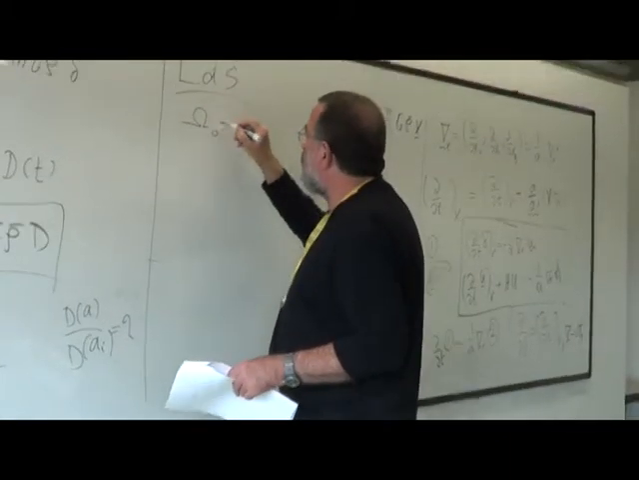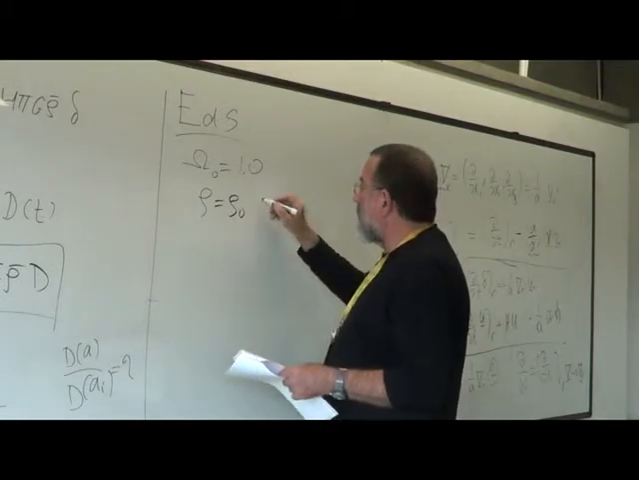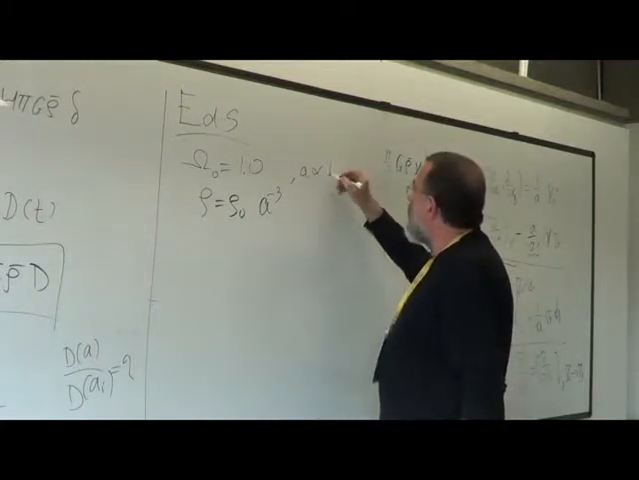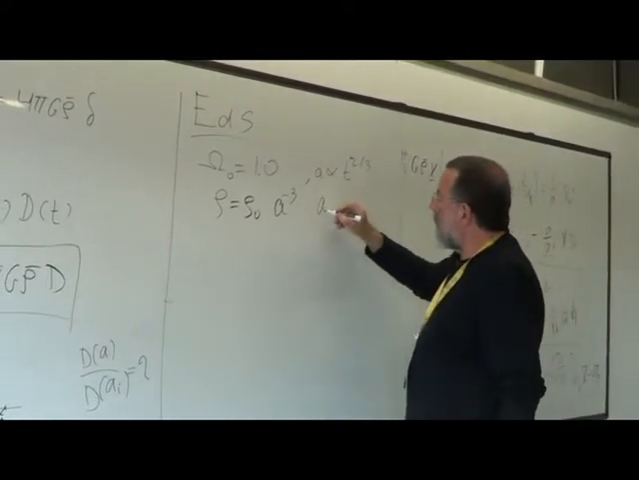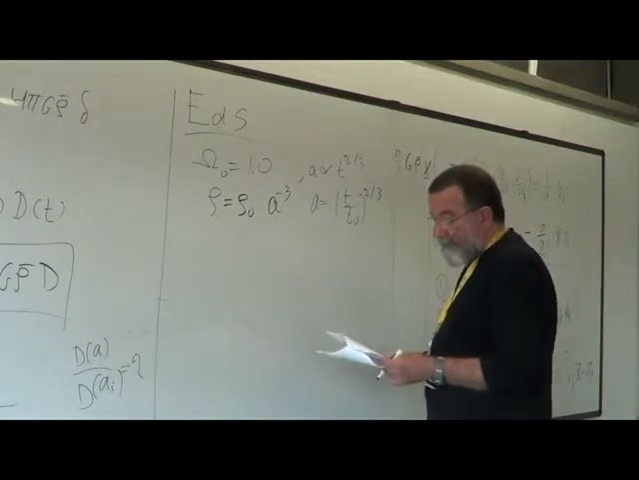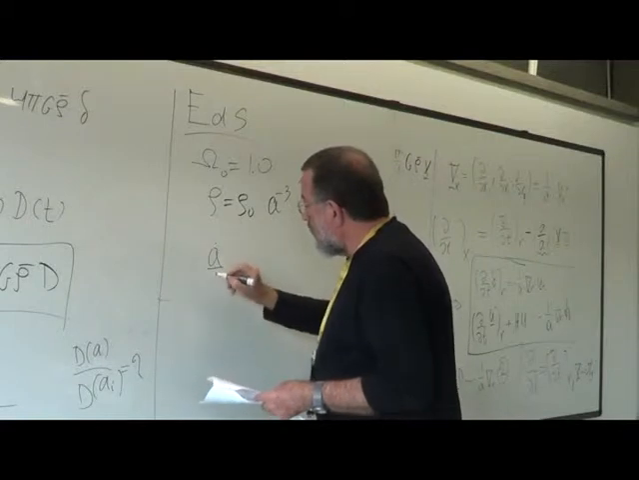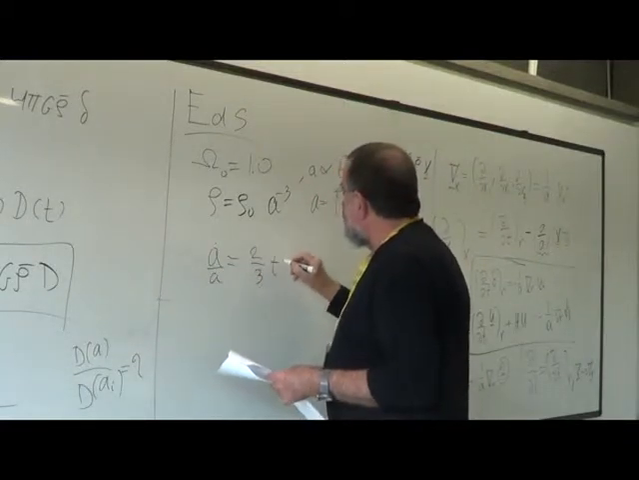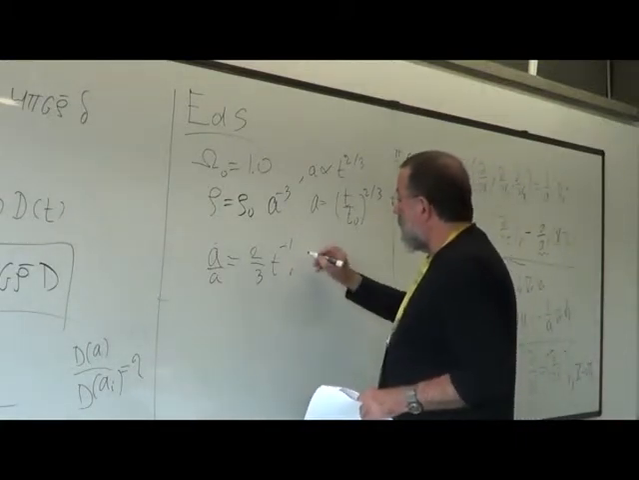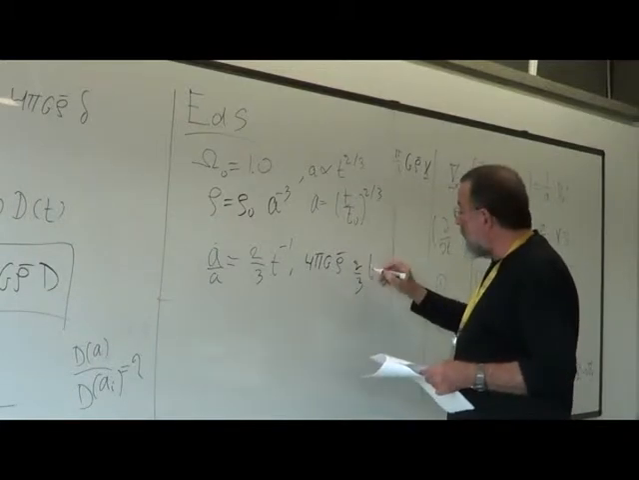So, omega naught is 1. Rho equals rho naught times a to the minus 3. We know that a goes like t to the 2 thirds, or let me write it here: a is t over t naught to the power of 2 thirds. And a dot over a is 2 thirds times 1 over t. And 4 pi G rho bar equals 2 thirds t to the minus 2.